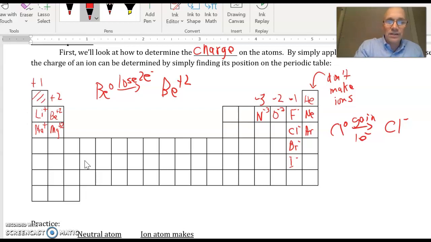One little example, a bit of an outlier that also follows this rule, is aluminum right here. That's always going to have a +3 charge. This can trick people up because it's on the right side of the periodic table. But if you were to take out this middle section, it would be right here, right next to magnesium. So it's going to tend to want to lose 3 electrons so that it would be like neon. That's why it has that +3 charge.